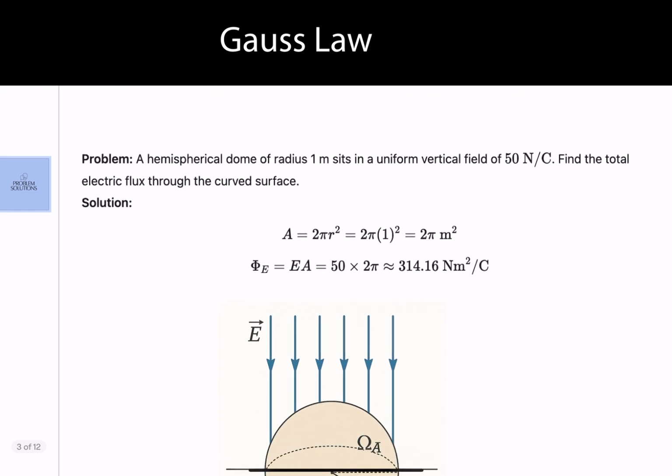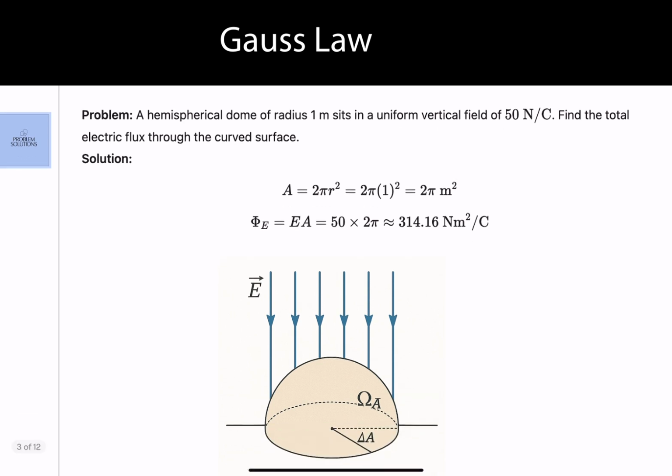Here's a second one. A hemispherical dome of radius 1 meter sits in a uniform electric field of 50 Newton per coulomb, kind of shown by this diagram. Find the total electric flux. Now, in this case, the area is 2 pi r squared, and that's because the surface area of a sphere is 4 pi r squared. Now, this being a hemisphere, that's divided by 2. That's why it's 2 pi r squared.